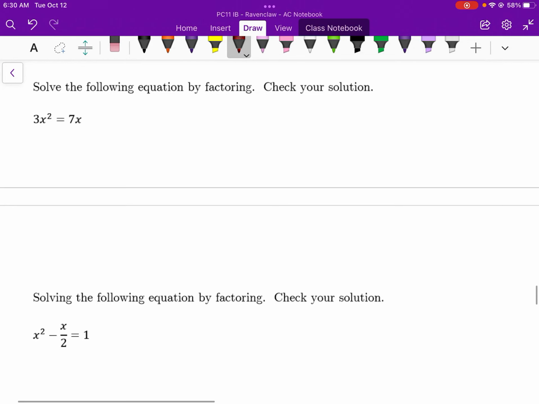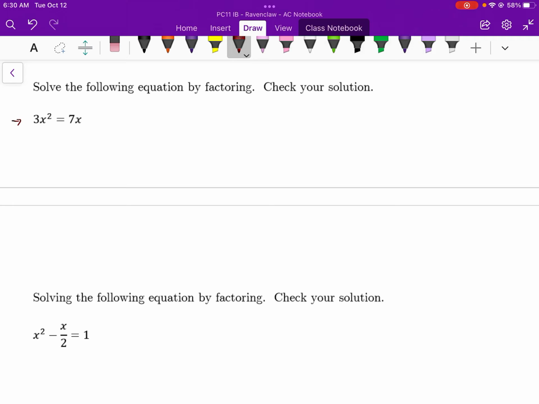Now, let's look at this next example. 3x squared is equal to 7x. Under what conditions of x is the left-hand side equal to the right-hand side? Well, I can think of one. But let's not be fooled. Let's go through the algebra and figure it out.